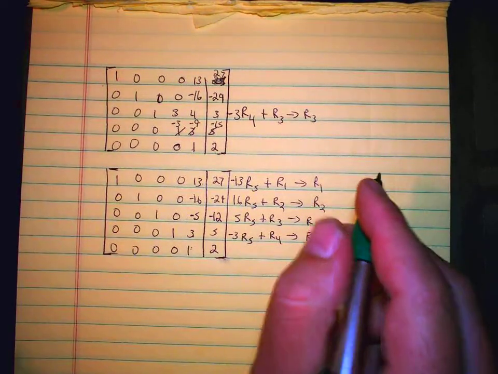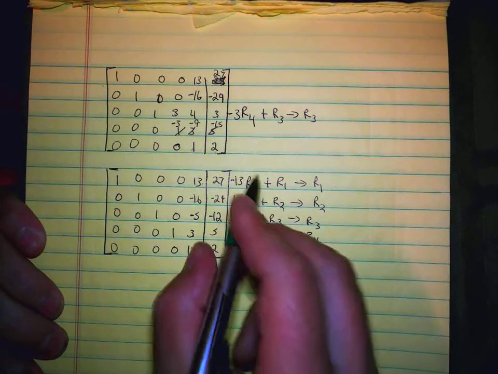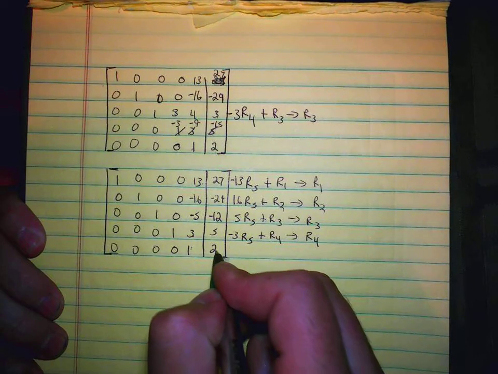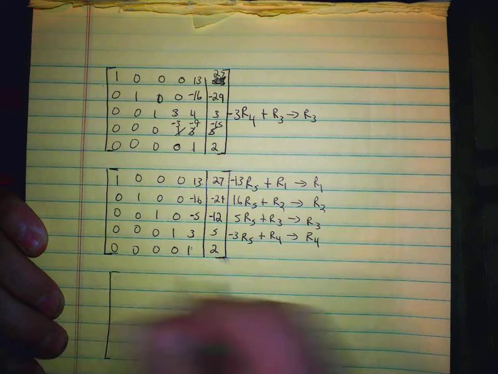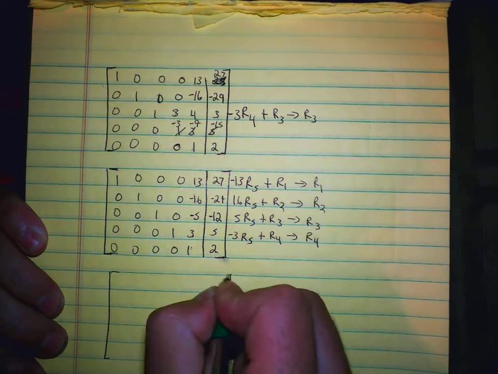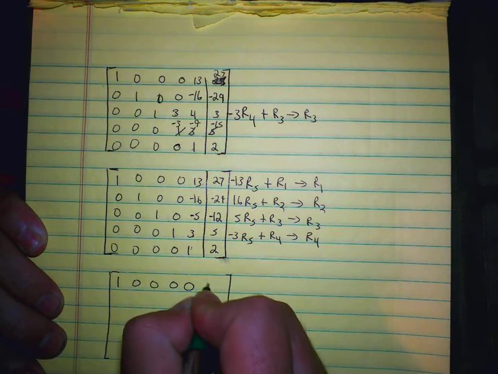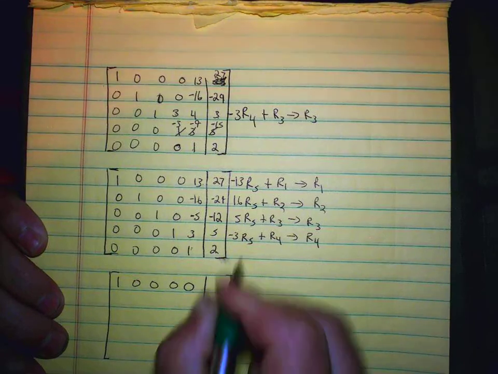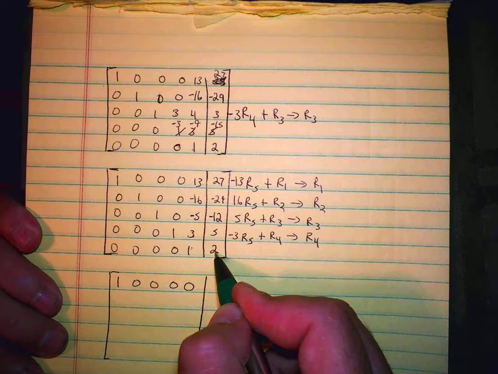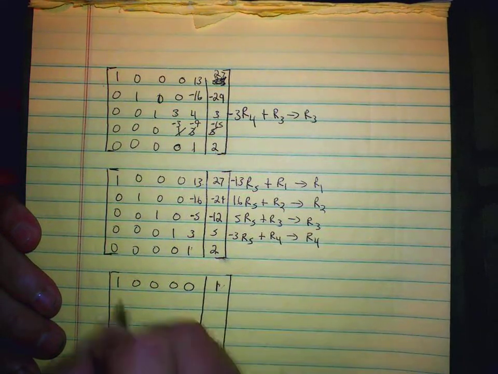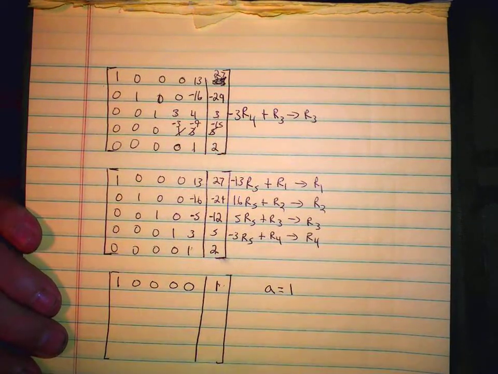Okay? So, negative 13 times 2 is going to be negative 26. So my first column is going to wind up being 1, 0, 0, 0. Last 0, time to augment. Well, remember, negative 13 times 2 is negative 26. Negative 26 plus 27 is going to be 1. So A equals 1. Okay, column A.